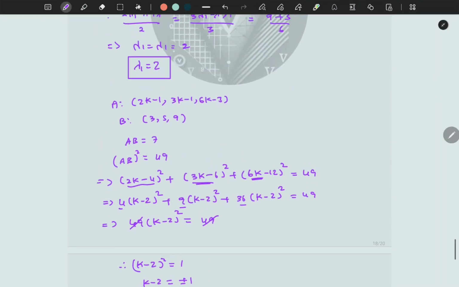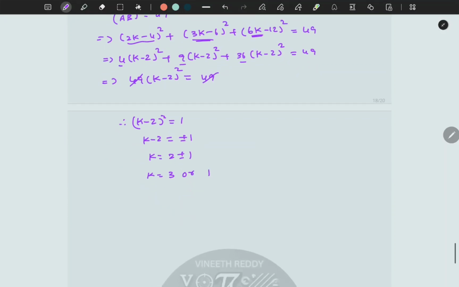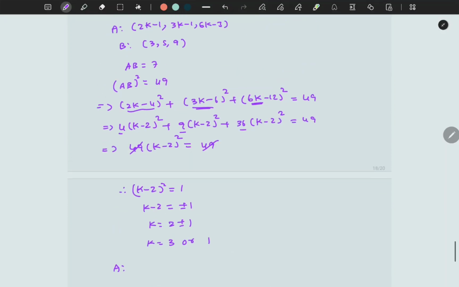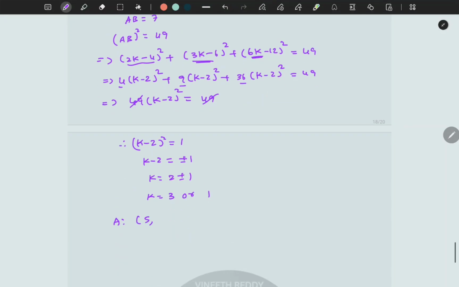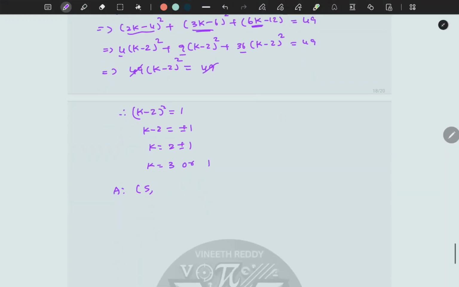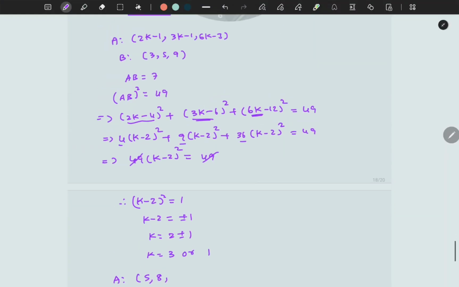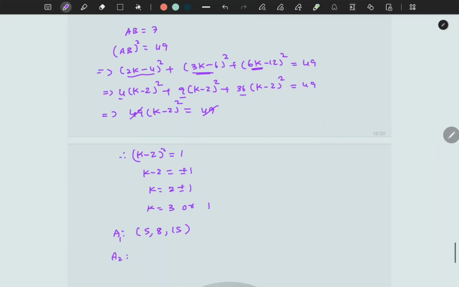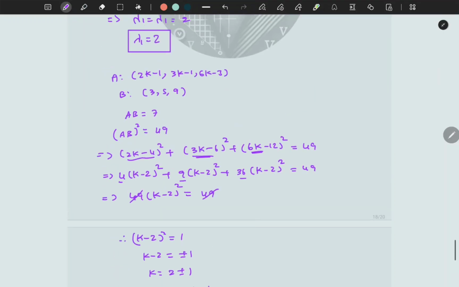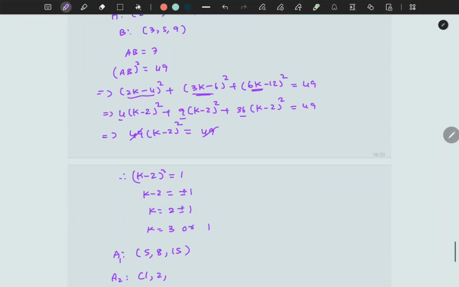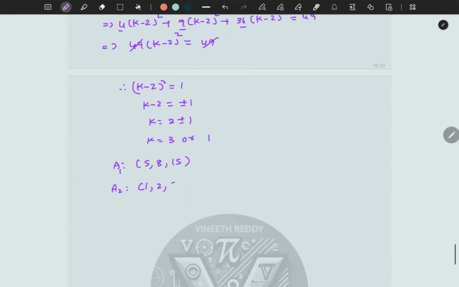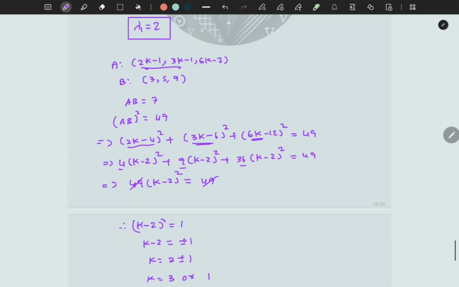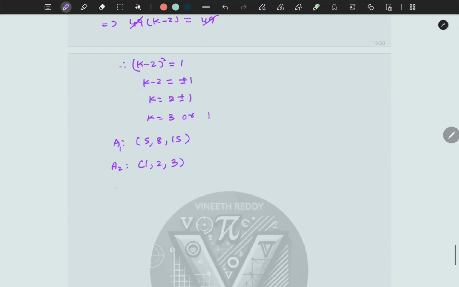If k is 3, then point A will be 2 into 3 is 6, 6 minus 1 is 5, and 3 into 3 is 9, 9 minus 1 is 8, and 6 into 3 is 18, 18 minus 3 is 15. Let us say this is A1. And if k is 1, we get 2 minus 1 is 1, and 3 minus 1 is 2, and 6 minus 3 is 3. I hope you are following this. We are replacing the values of k in this part. So this is nothing but A comma B comma C.